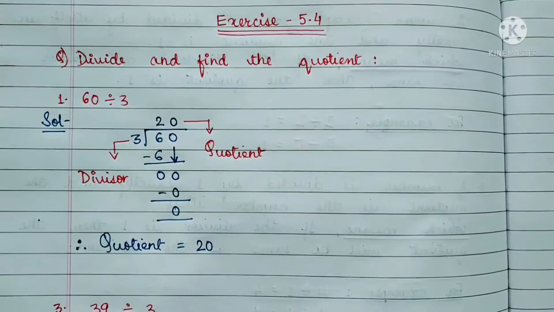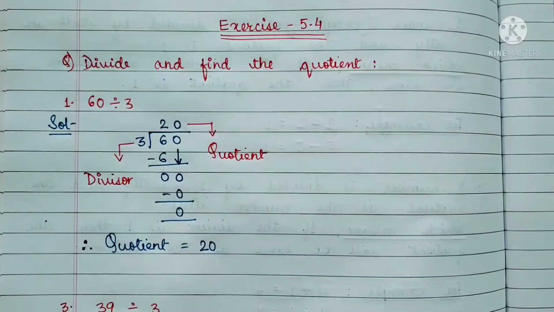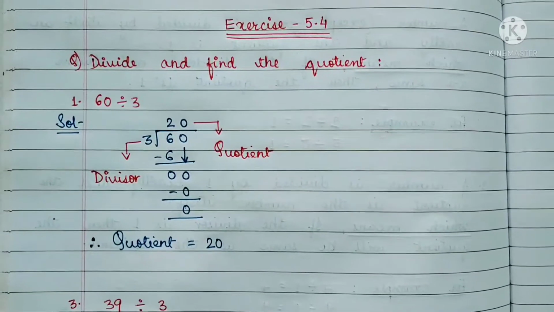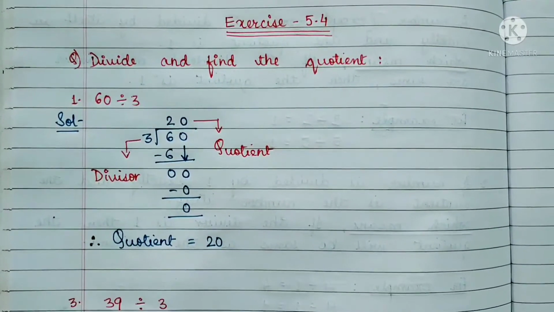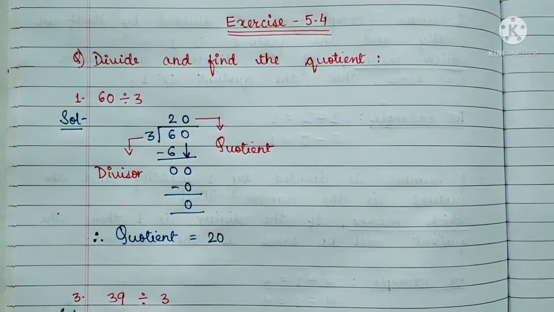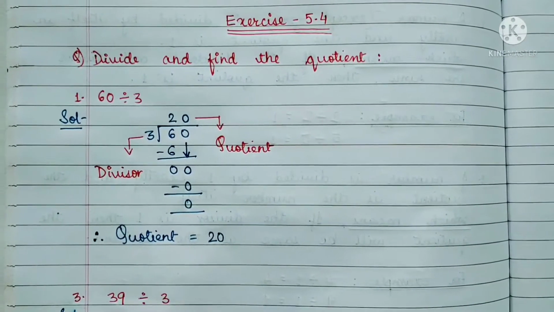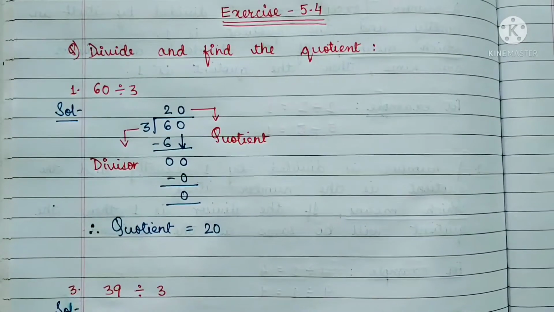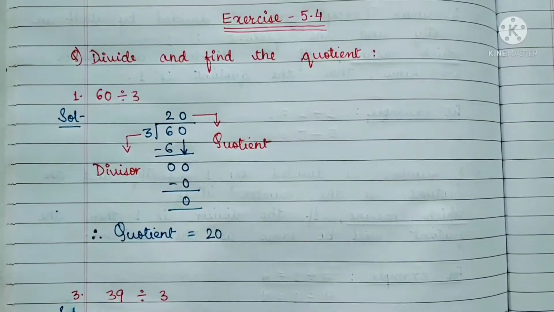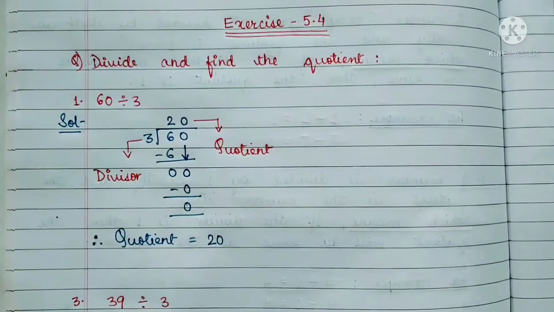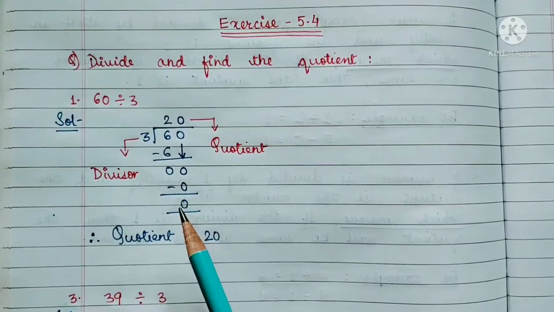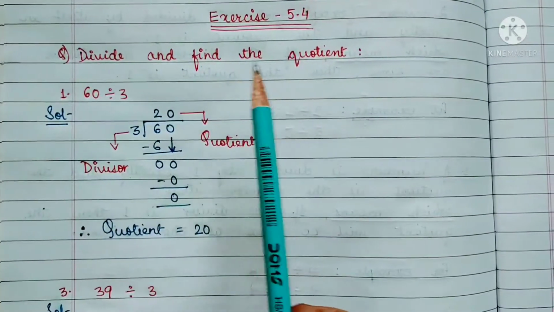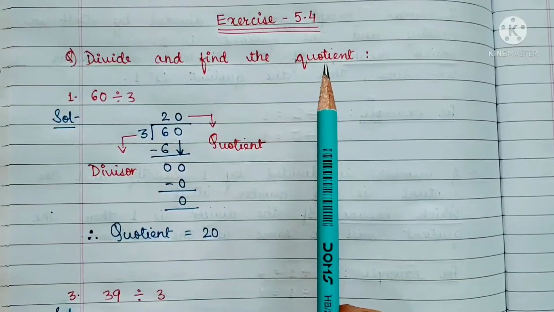Children, in this video we shall start our exercise 5.4. In this exercise we will divide a given dividend by a one-digit divisor. So let's learn how to divide the dividend by a one-digit number. Children, here I have already solved the first question. The question is to divide and find the quotient, that is the answer.